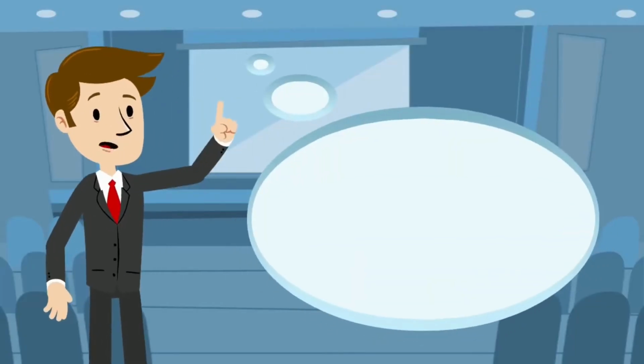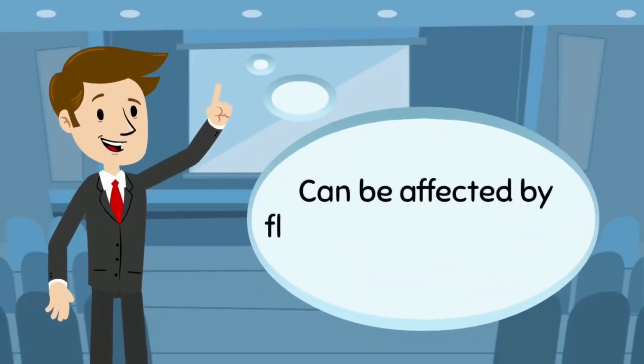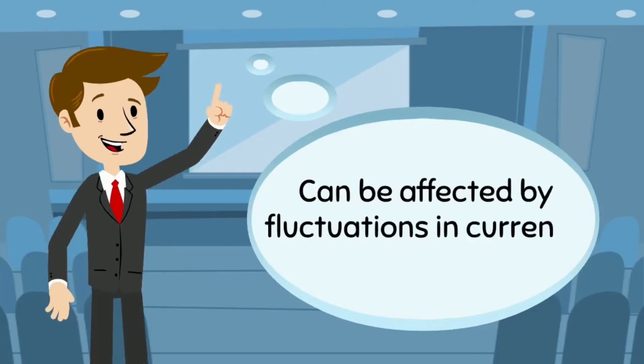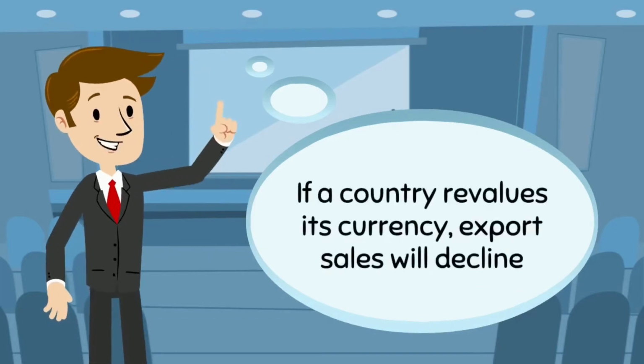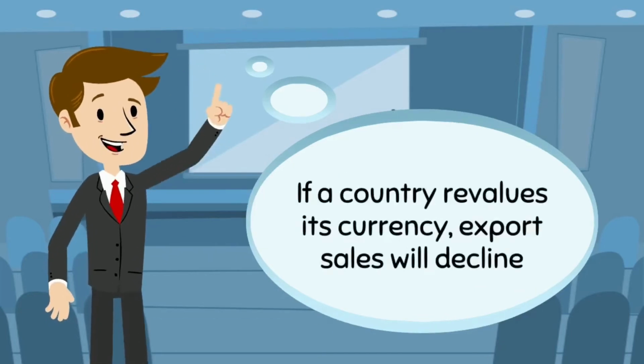The so-called bottom line, profit or loss performance of subsidiaries, also can be affected by a devaluation or revaluation of local currency. For example, if a country devalues its currency, then subsidiary export sales will increase because the price of these goods will be lower for foreign buyers, whose currency now has greater purchasing power. If the country revalues its currency, then export sales will decline because the price of goods for foreign buyers will rise because their currencies now have less purchasing power in the subsidiary's country.